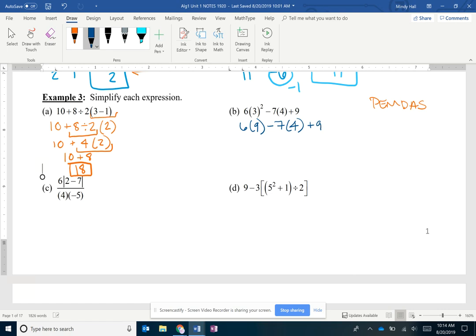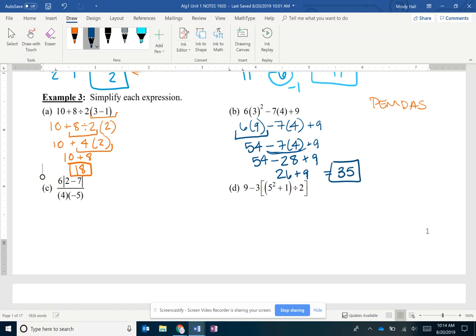So then we have multiplication or division from left to right. So I do my multiplication. 6 times 9 is 54, minus 7 times 4, plus 9. 7 times 4 is 28, or if you see it as negative 7 times 4, it's negative 28, plus 9. And then we're just doing 54 minus 28, which gives us 26, plus 9, which is 35.